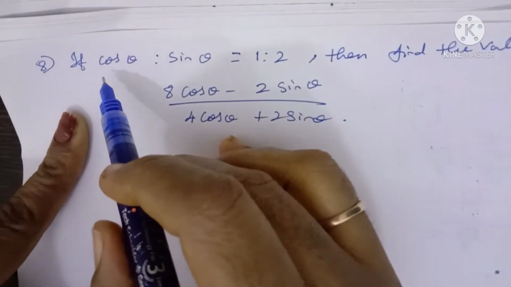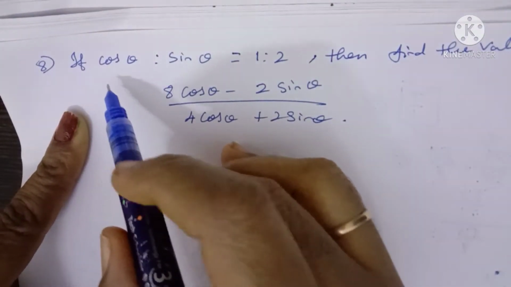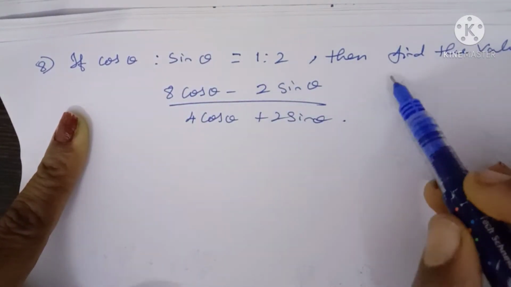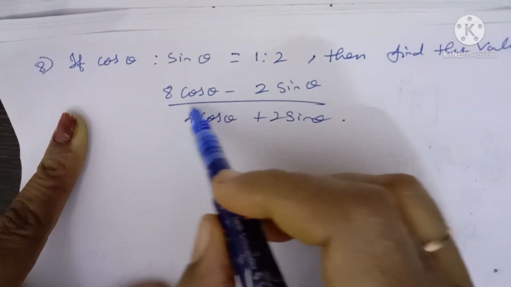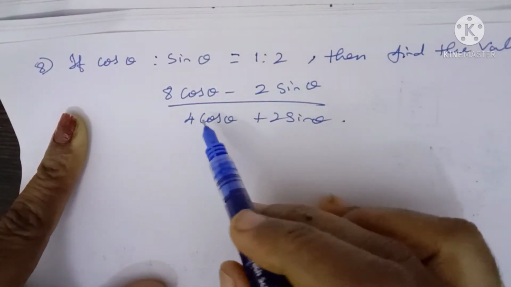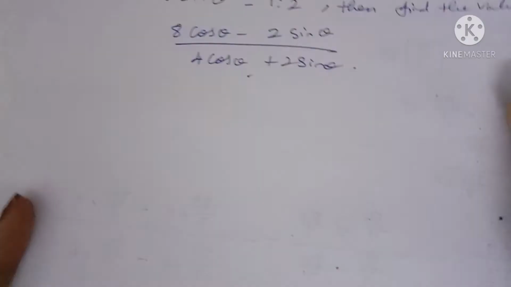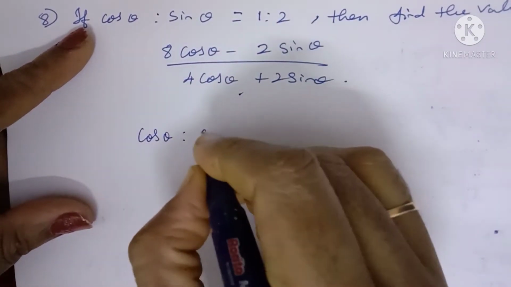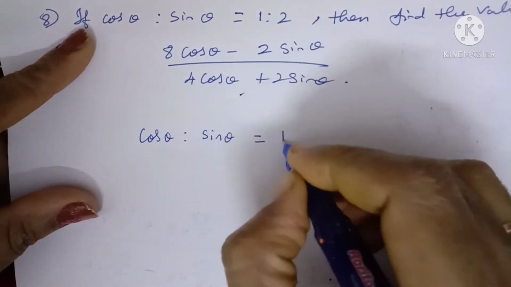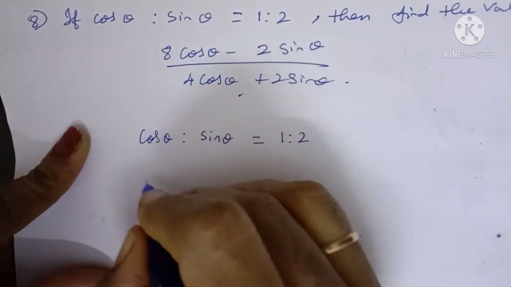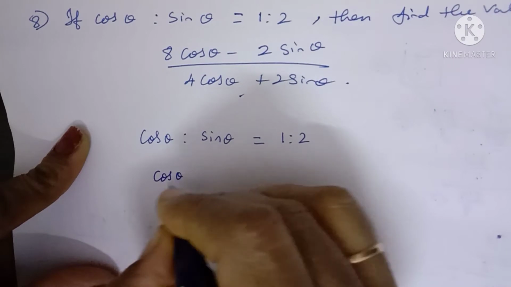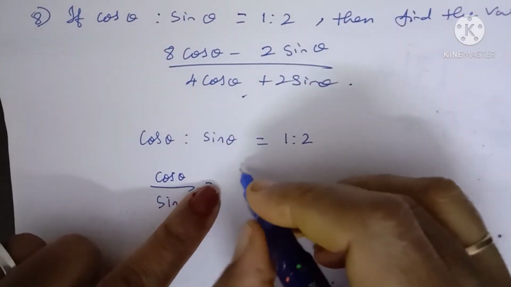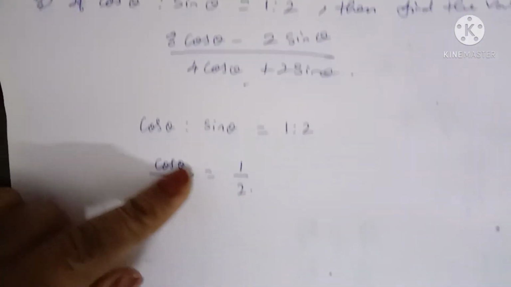Next question. If cos theta is to sin theta is equal to 1:2, then find the value of 8 cos theta minus 2 sin theta by 4 cos theta plus 2 sin theta. Now the given is in the ratio cos theta is to sin theta, which is equal to 1:2. If it is given in the ratio, you can take this as a division. That is cos theta by sin theta is equal to 1/2.